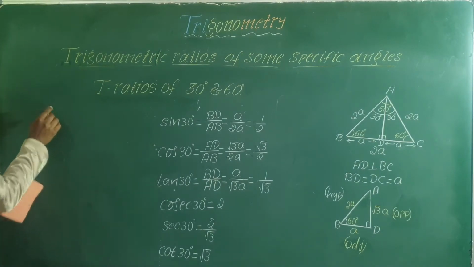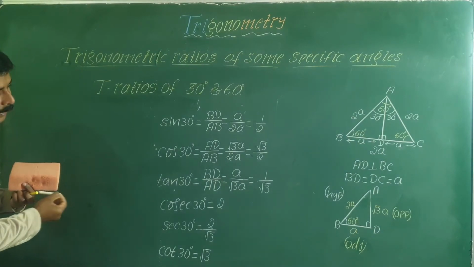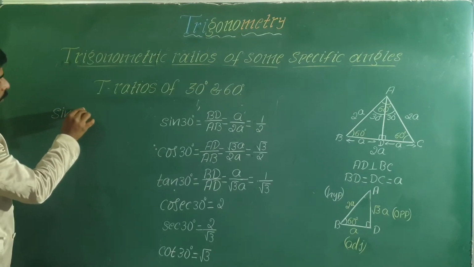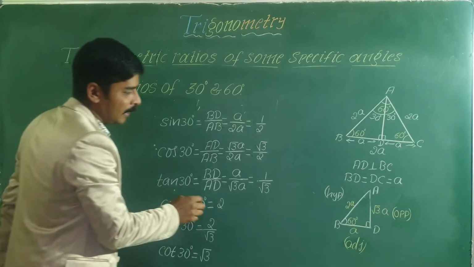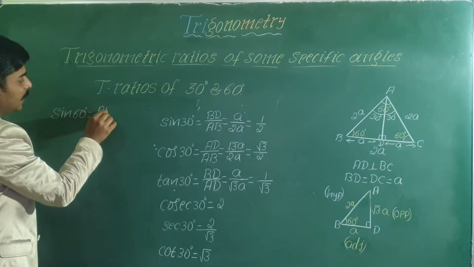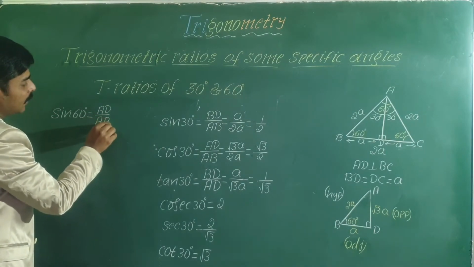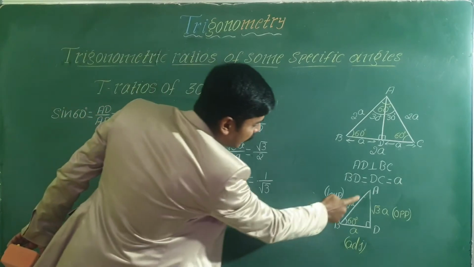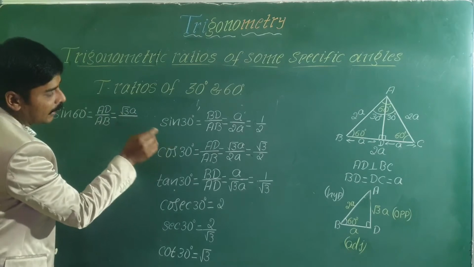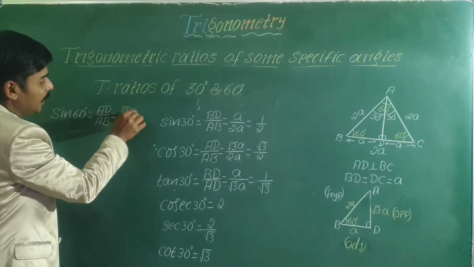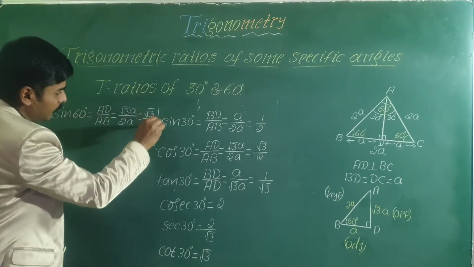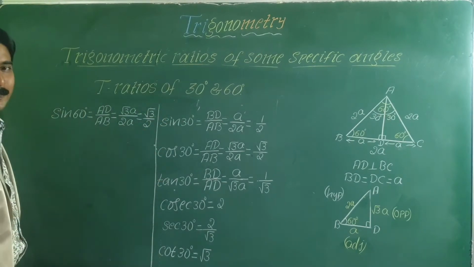Let us take sine 60. In that right angle triangle ADB, what is sine 60? Opposite side by hypotenuse. Here opposite is AD. So AD by AB. This is equal to AD is root 3A, and hypotenuse is 2A. A will get cancelled. You get root 3 by 2.